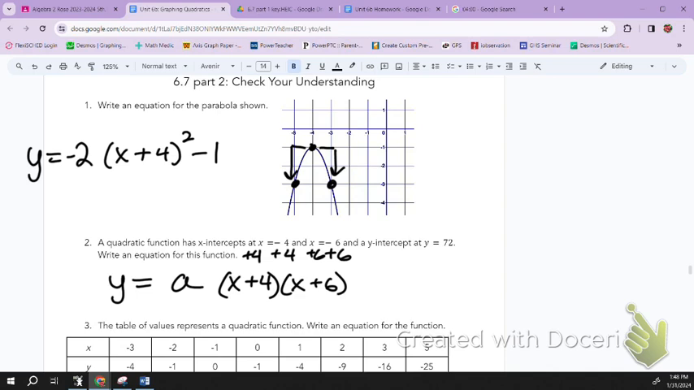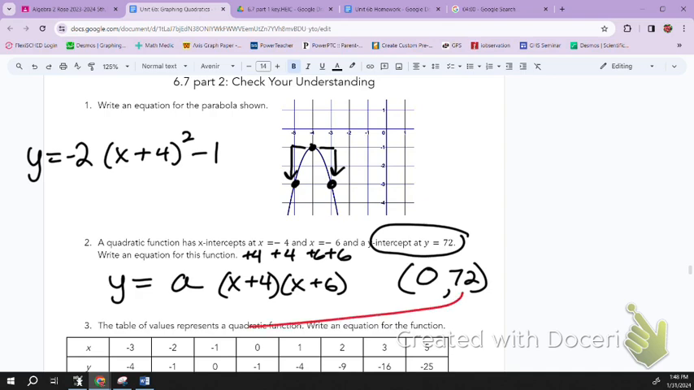I think what people are getting caught up on is the y-intercept. What is x when you have a y-intercept of 72? What's your x going to be always for y-intercepts? 0. From here, I was looking for you to plug it in. Plug in 72 for y, plug in 0 for x, and solve for your a.